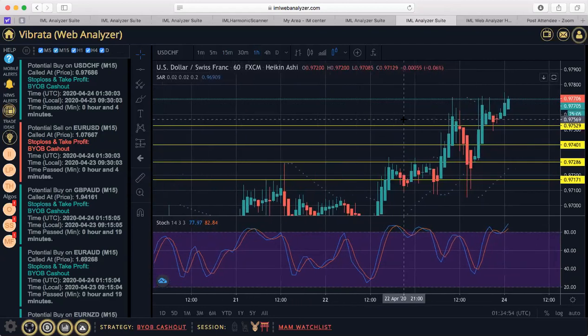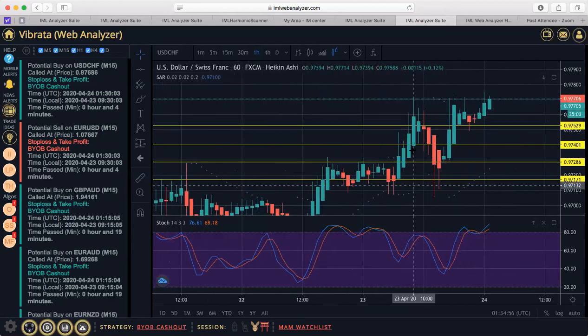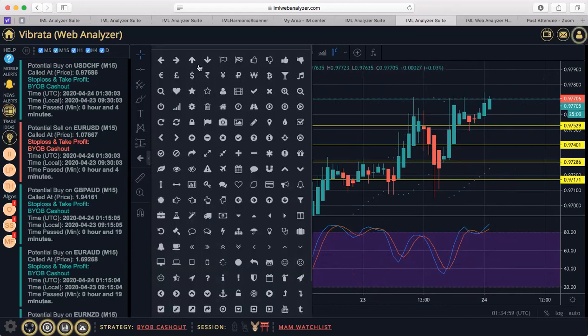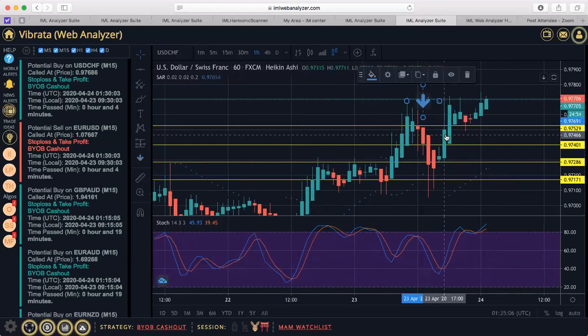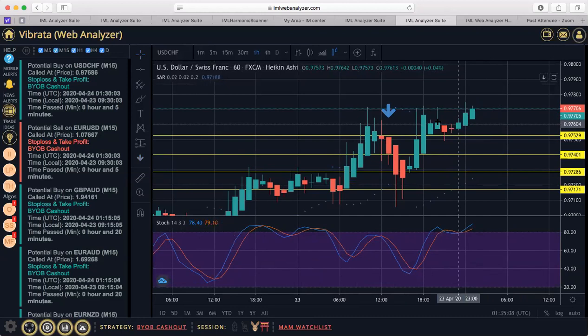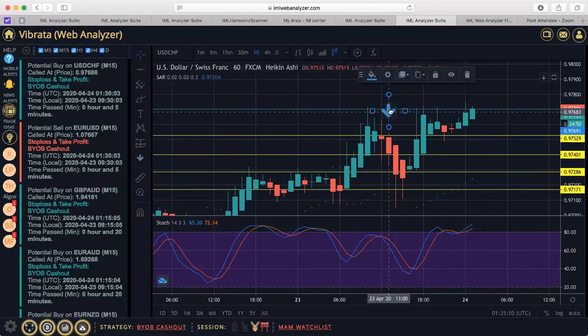Okay. So here we go on a 4-hour chart. We got this one from the harmonic scanner, what I have up, so we can pull some more. And then I'll explain to you how the pivots work again, okay?